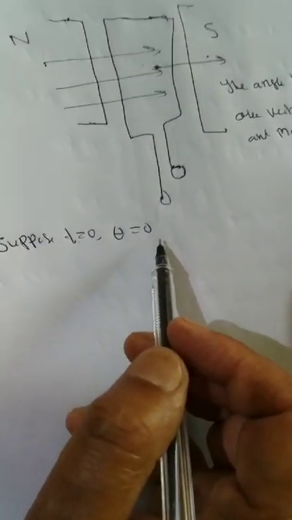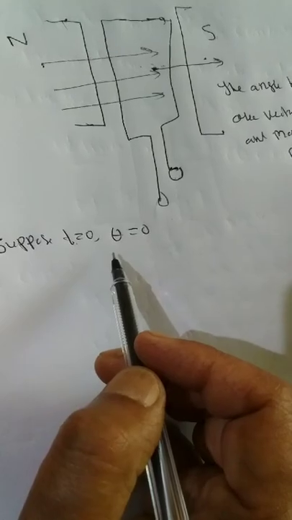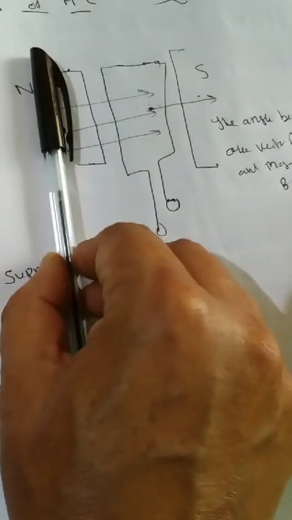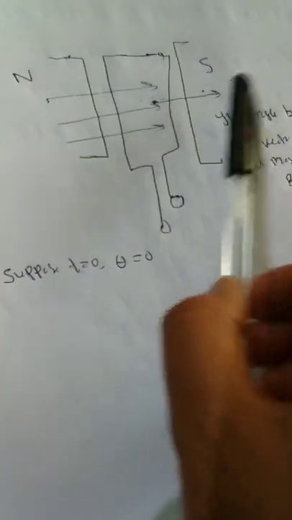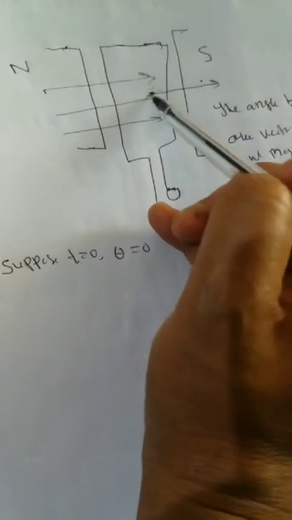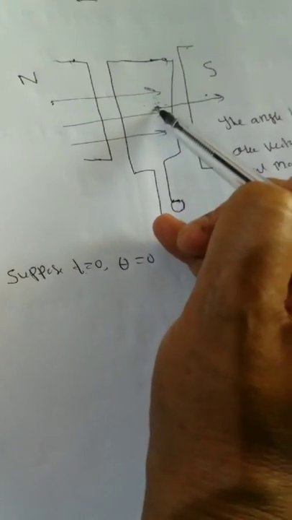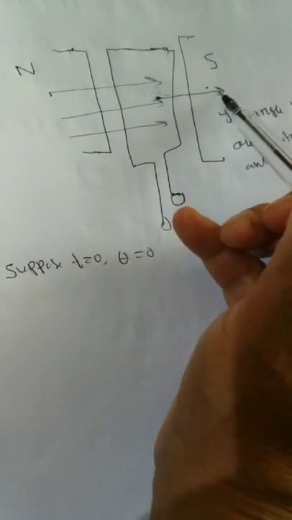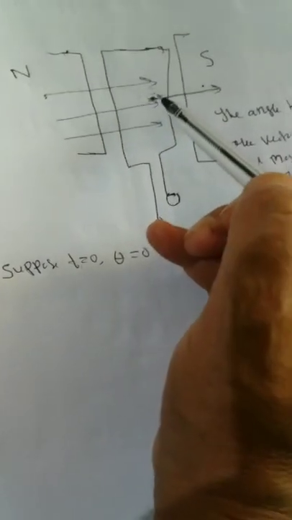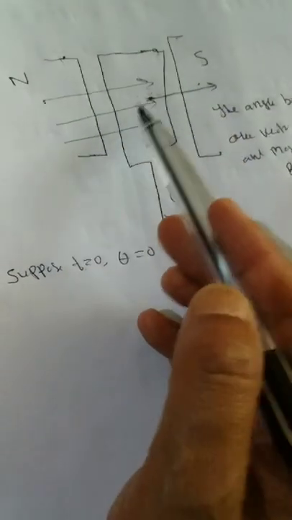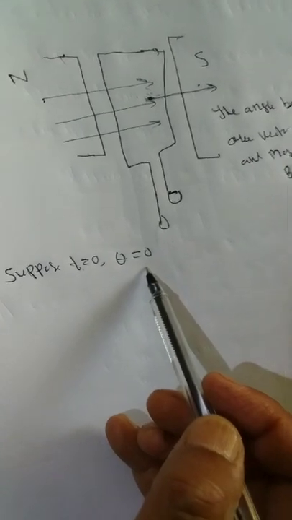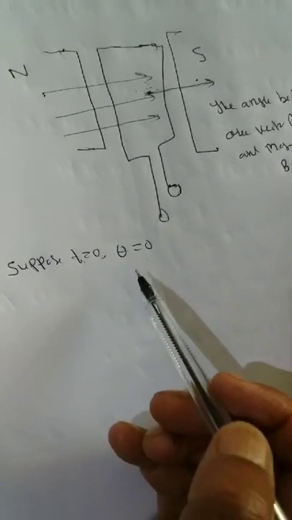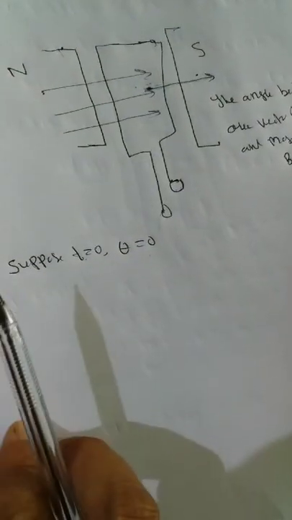That means the plane of the coil is perpendicular to the magnetic field. The magnetic field is perpendicular to the coil, but the angle between the area vector and the field is 0. As you know, the area vector is a line which is perpendicular to the area. We will start rotating from here, when theta is equal to 0.